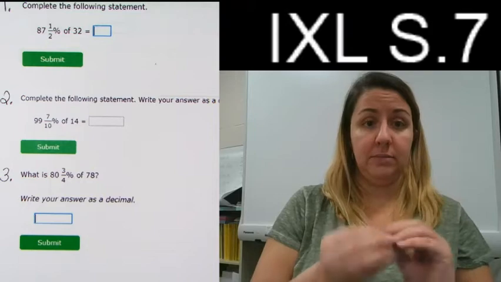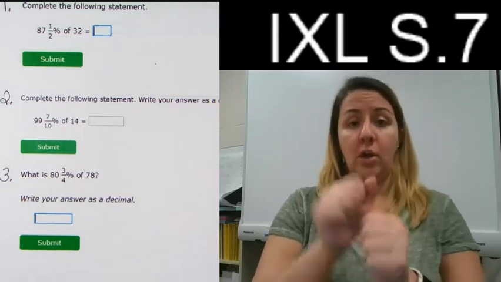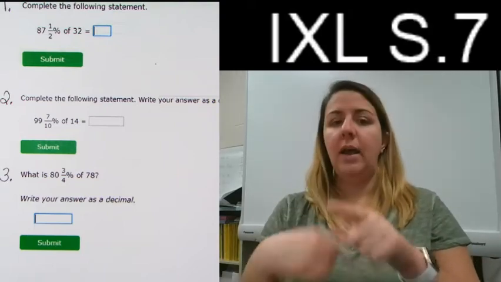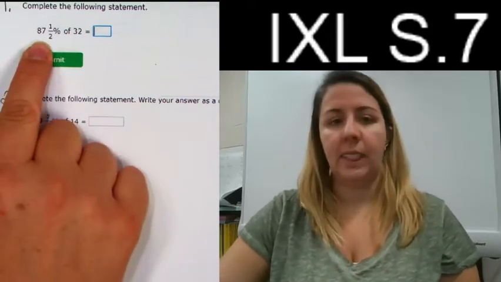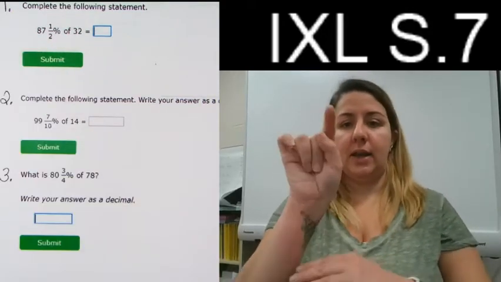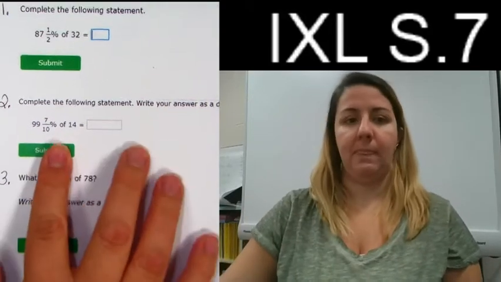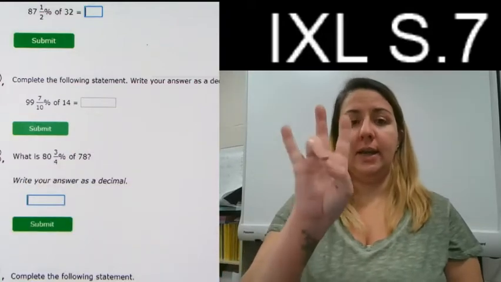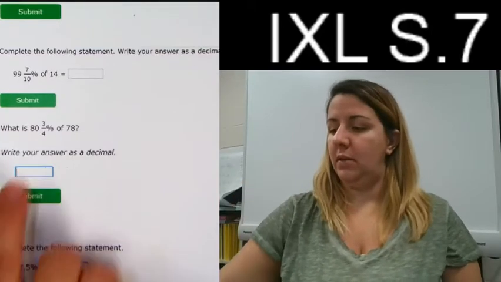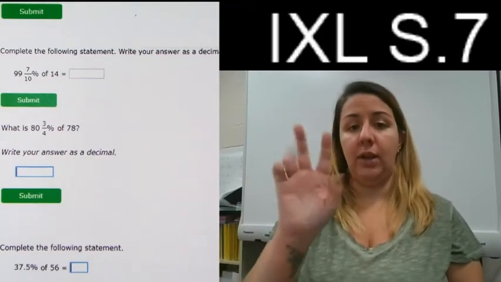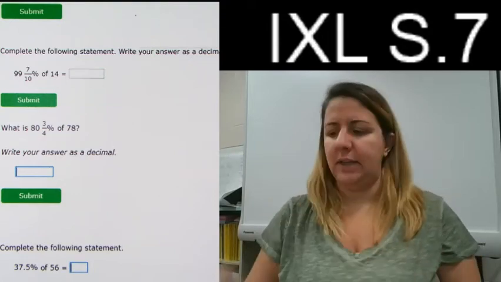Your problems that you will have are like whole numbers with a fraction for percent and then another whole number. It reads like 87.5% of 32. 99.7% of 14. 80.75% of 78. So how do we solve these?